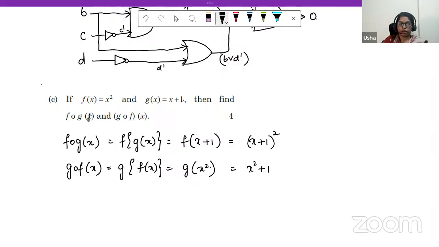Sometimes they'll give you find out f of g of 1, f of g of 2, whatever. So in such cases, don't substitute that 1 or 2 here itself. You shouldn't do that. First, find out what is f of g of x. After you find this, then you find f of g of 2, in this you substitute 2. You get (2 plus 1) whole square, which is 3 squared, 9. Okay, this is functions.